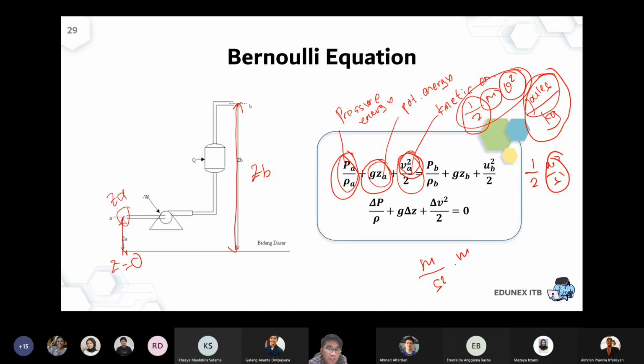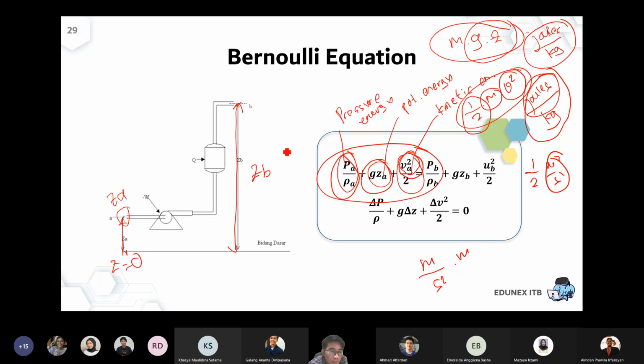The same with the potential energy. The full term, if the unit is joules, will be this one. Since you only have g times height, the unit will be joules per kilogram. Expressing the unit as joules per kilogram is more sensible than meter square over second square. So basically, this term is the specific energy.